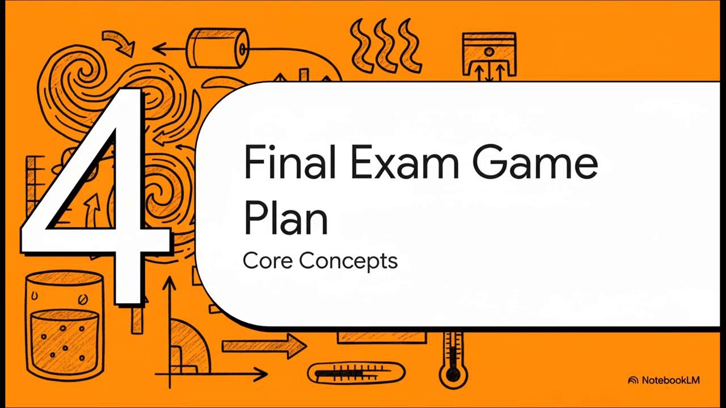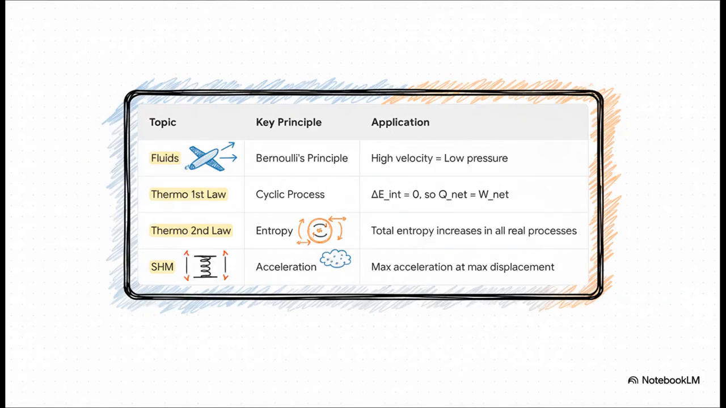Phew, we have covered a ton of ground, from basic mechanics through fluids and all the way to the laws of thermodynamics. So let's boil all this down into a final, clear game plan for your exam. This right here is your core concept cheat sheet. These are the absolute non-negotiable principles we've talked about. Focus your last bit of review on making sure you don't just know the principle, but you understand its application. If you can look at this table and confidently explain why each part is true, you are in amazing shape for this final.